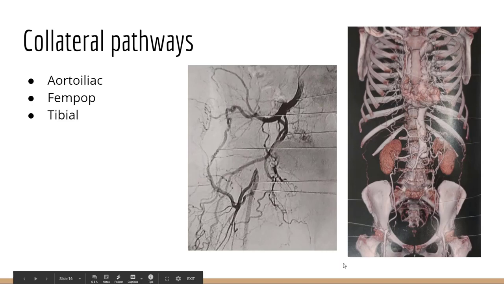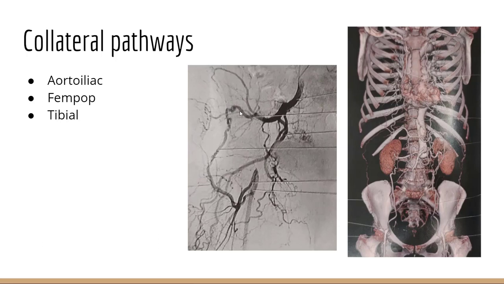Collateral pathways play a very important part, not only in terms of gauging chronicity of stenoses and underlying arterial disease, but also communicating their presence to suggest that there may be decent blood supply distally to these collateral pathways. Sometimes these collaterals can be very robust and actually provide enough blood pressure to perfuse underlying tissues. There are 3 main collateral pathways of the lower extremity: aortoiliac, fempop, and tibial collaterals.